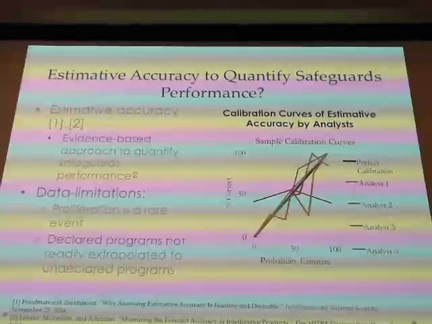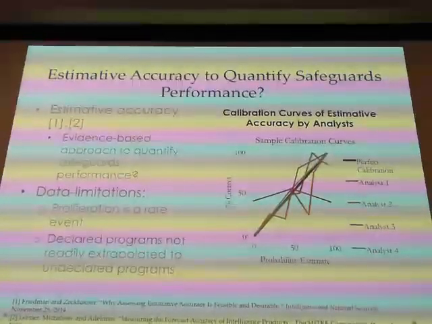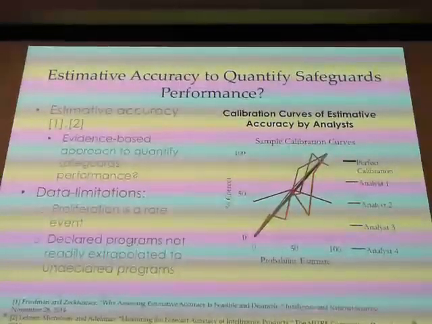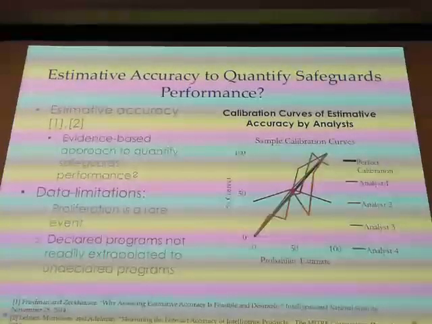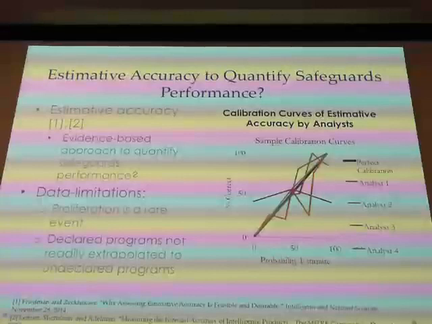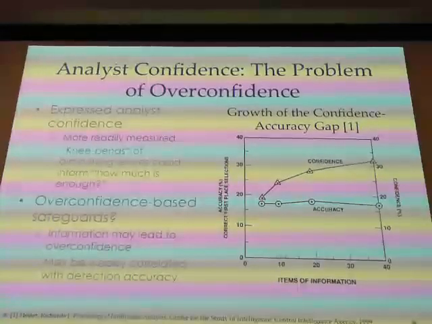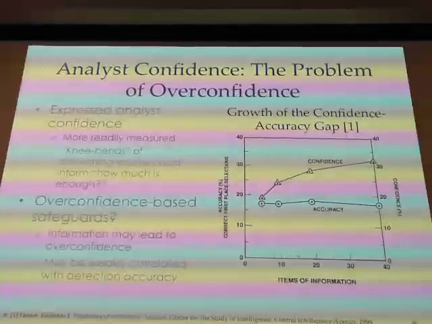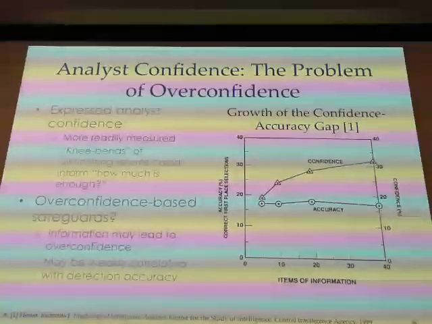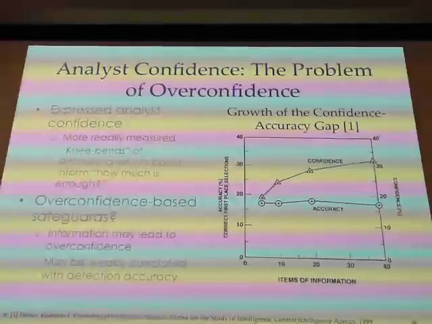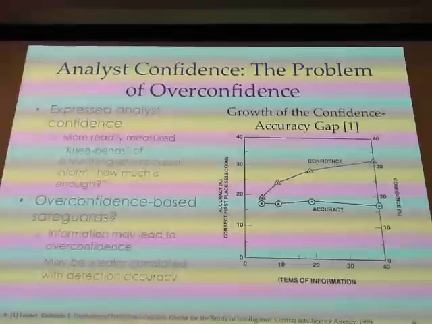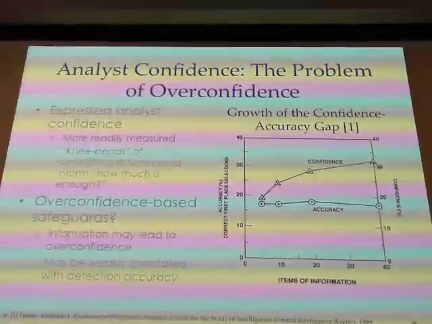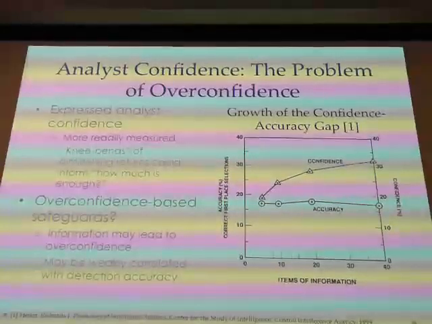And then even if we did have this data, the declared programs, it's hard to extrapolate declared experience with our ability to estimate declared programs to undeclared programs. Another way we can tackle this is to evaluate analyst confidence. So basically talk to the people drawing these estimates of time and say, how confident are you in this estimate of time? The key advantage of that is that it's readily measured, right?